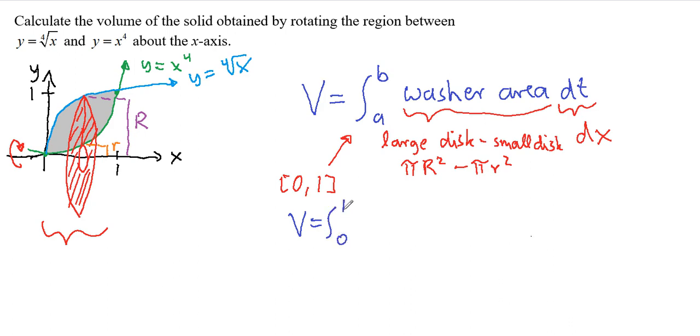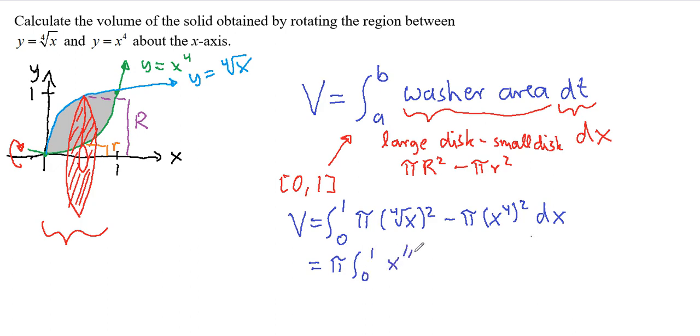So the integral from 0 to 1 of pi capital R squared, which is the fourth root function of x, all squared, minus pi lowercase r squared, which is our x to the power of 4 function, all squared, dx. And now we simplify this integral, take out the pi since it's a common factor, and we get x to the power of 1/2 minus x to the power of 8 in the integrand.